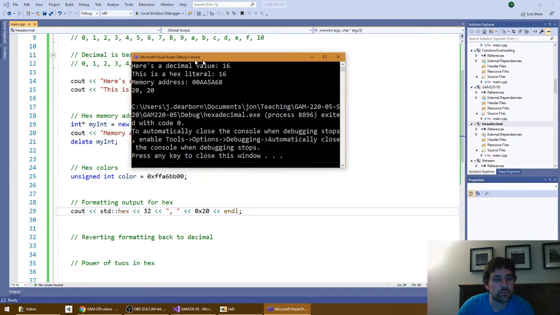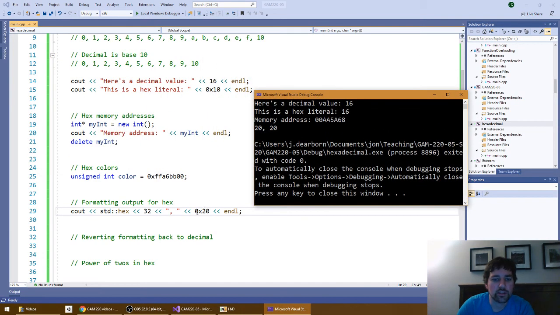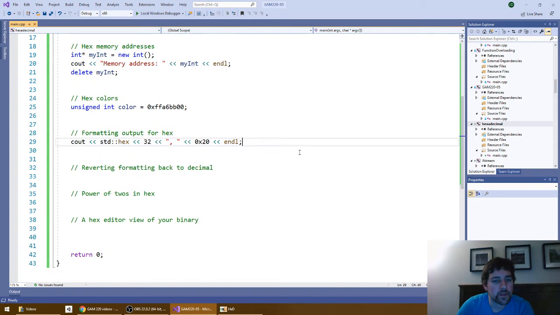Okay, yep, both of them are looking like the hex form, 20 instead of 32. But they're both the same value. They're both actually decimal 32. Once you insert that manipulator into the stream, it actually changes the stream, so you're going to have to revert back to decimal in order to get the values you expect.